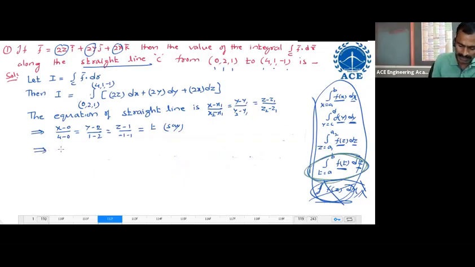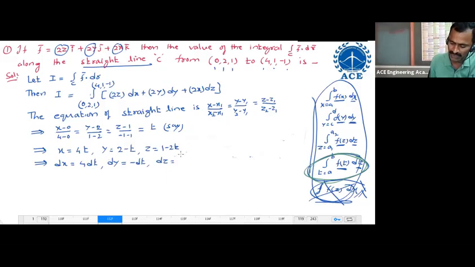Which implies x equal to 4t, y equal to 2 minus t, and z equal to 1 minus 2t. Which implies dx equal to 4 dt, dy equal to minus dt, dz equal to minus 2 dt.